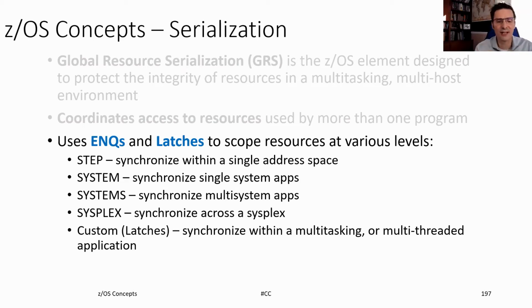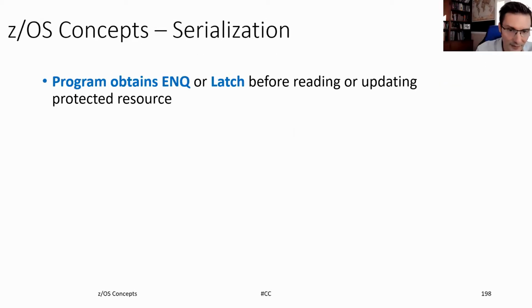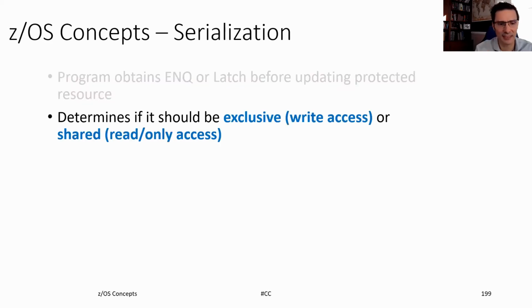And they can have various scopes. So I can scope things within a single address space or even across an entire Sysplex, in terms of how the serialization is held. So if one request comes in from one member of the Sysplex and another one comes in from another member of the Sysplex, I can make sure that they are serialized even in that example. And so the program obtains these enqueues or latches before they read or update the protected resource.